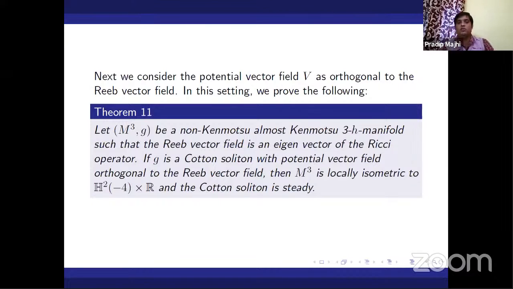That is, V is orthogonal to Xi. So in this setting, we prove the following. Let M3 be a non-cosymplectic almost cosymplectic 3-h manifold such that the Reeb vector field is an eigenvector of the Ricci operator. If g is a Cotton soliton with potential vector field orthogonal to the Reeb vector field, then M3 is locally isometric to the product manifold. This is hyperbolic space, and this is R, that is the product manifold. And in this case, the Cotton soliton is steady.